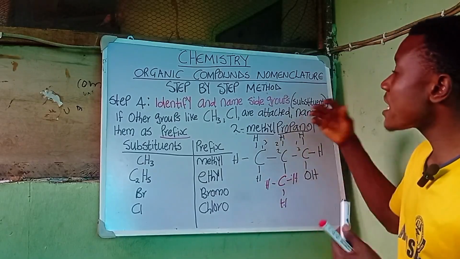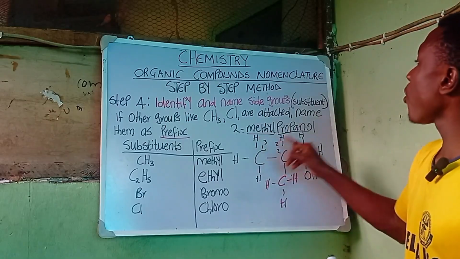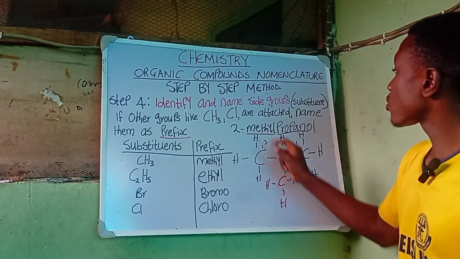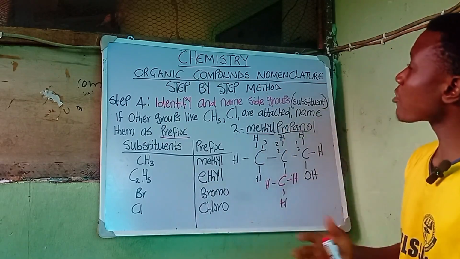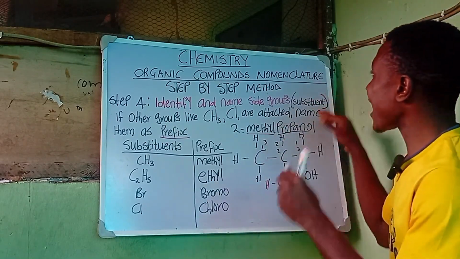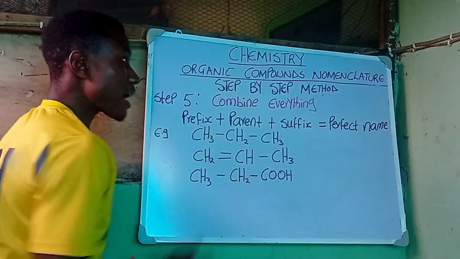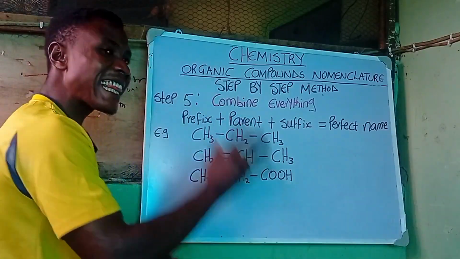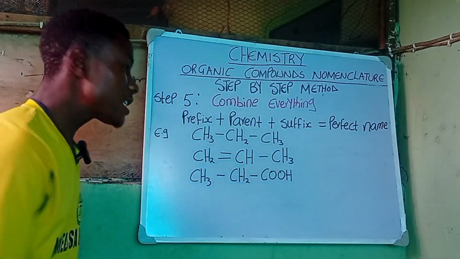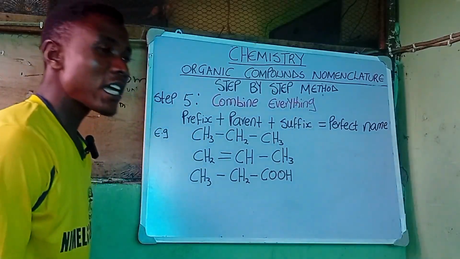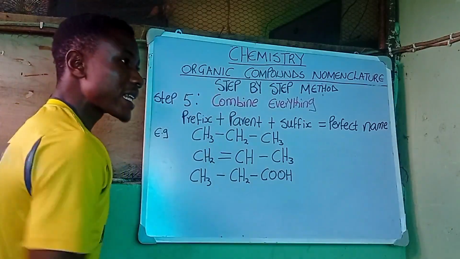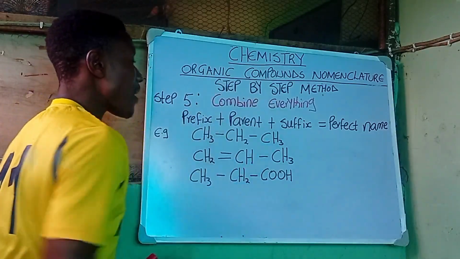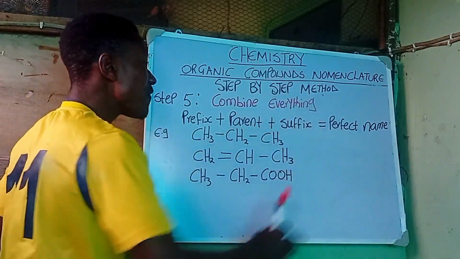So at this point, the name has automatically changed from 2-methylpropane to 2-methylpropanol. So this is step number 4 on how you can name an organic compound. Step number 5, which is the last step on the list, is you have to combine everything that we have done in step number 1, step number 2, step number 3, and step number 4.